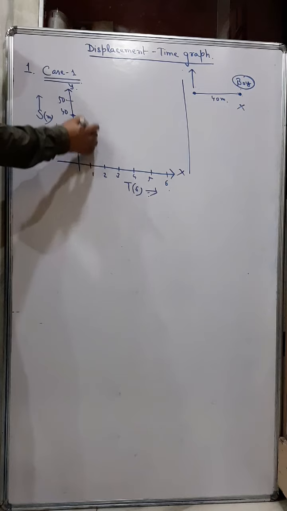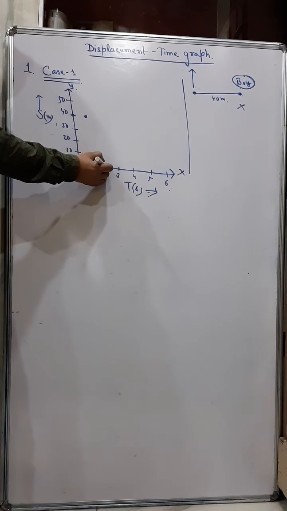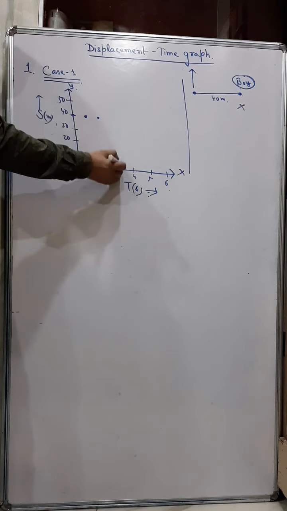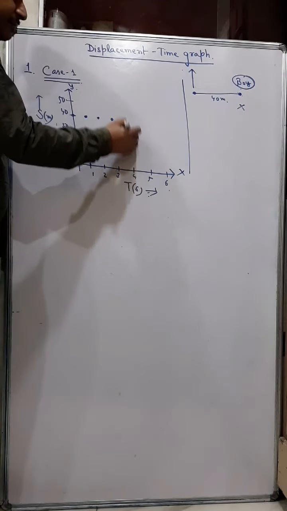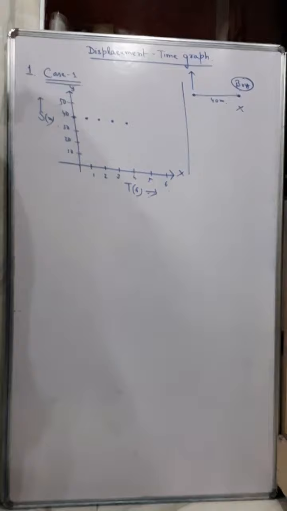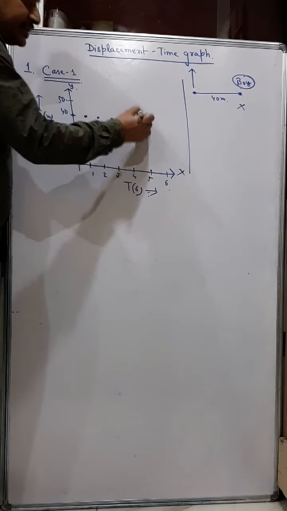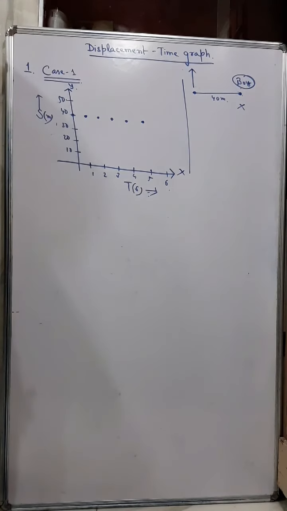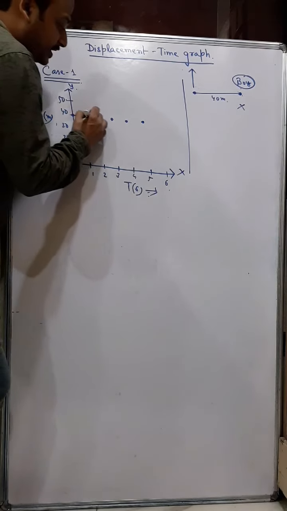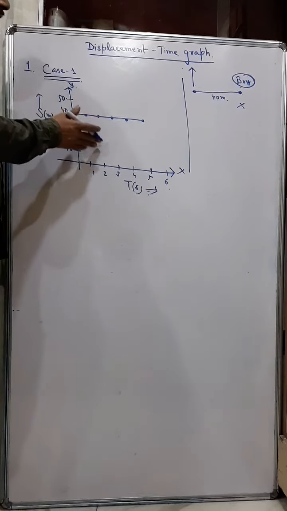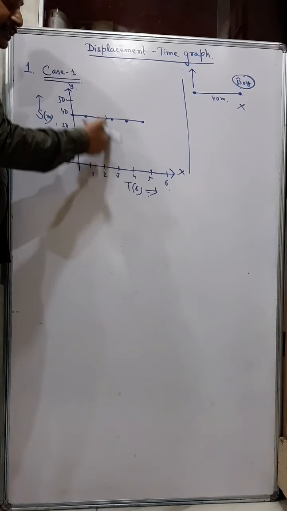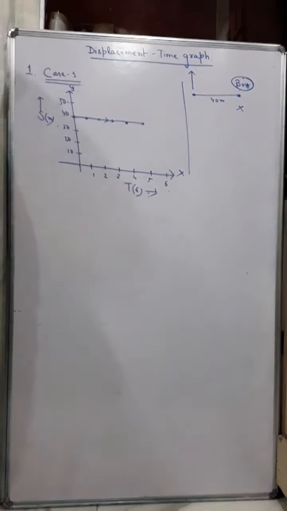After 1 second the displacement is 40 meters, after 2 seconds the displacement is 40, after 3 seconds also 40, after 4 seconds also 40, after 5 seconds also 40. That means we get a graph which is parallel to the time axis, the x-axis.